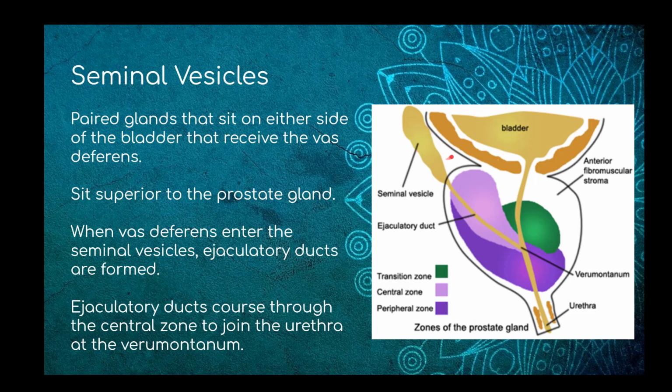And note again that the ejaculatory ducts arise from the seminal vesicles, traveling through the central zone, and meet up to the prostatic urethra.